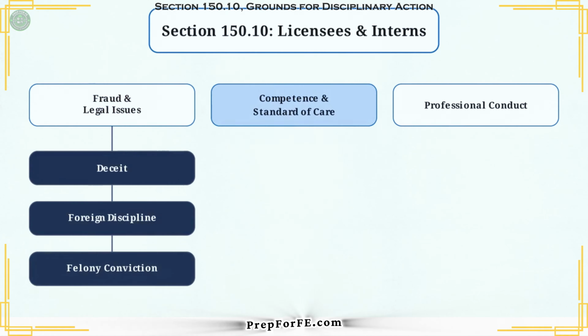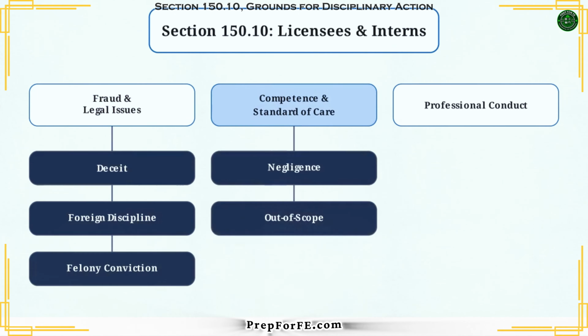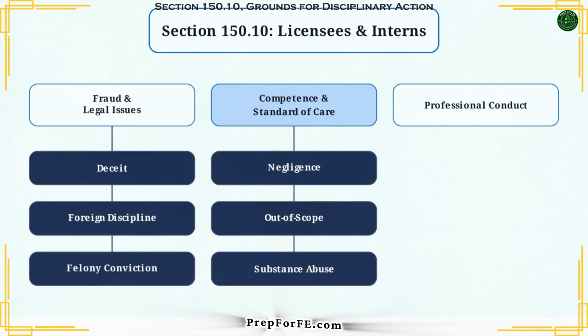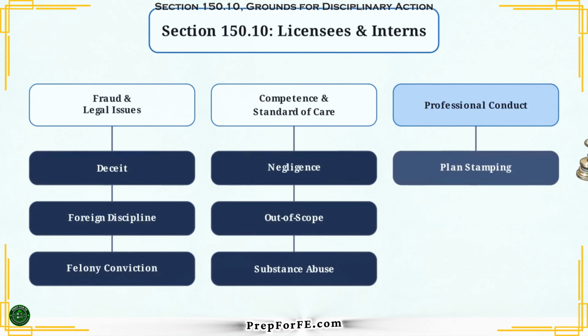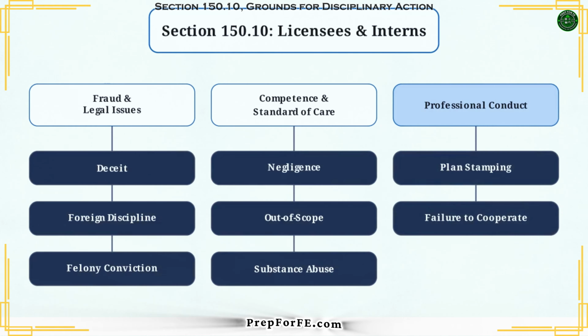The second category involves competence and the standard of care. This covers general negligence, practicing outside one's area of competence, and habitual intoxication. The final category is professional conduct. This includes the prohibition of plan stamping, which is affixing a seal to documents not prepared by the licensee or under their direct responsible charge. Failing to provide information requested by the board during an investigation also falls under this category of professional conduct.